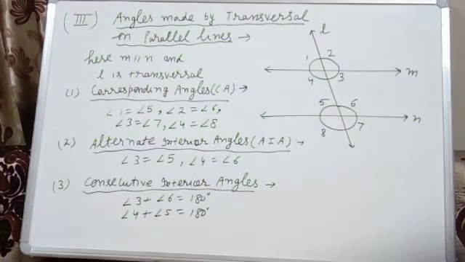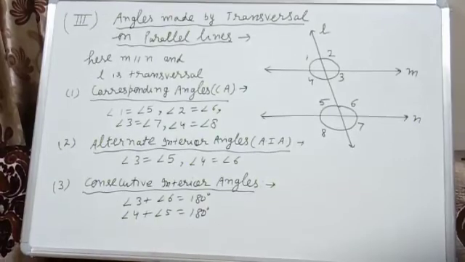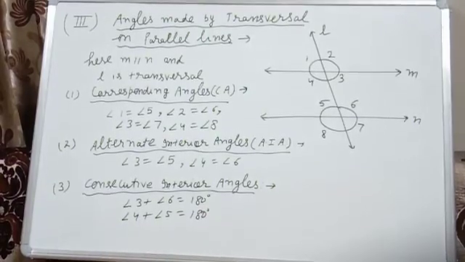So we have three basic points. First, transversal. Second, parallel lines. And third, angles made by a transversal on parallel lines. So tomorrow we will start the questions of this exercise. Okay, thank you.